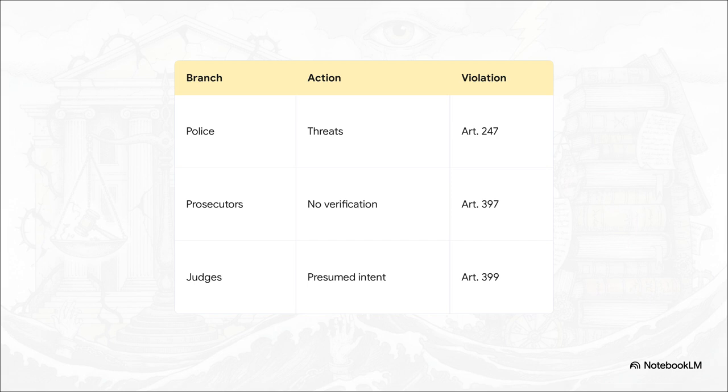Taking a case to trial while openly admitting they didn't verify the evidence strongly touches on abuse of power. And for the judges, well, knowingly convicting someone based on presumed intent rather than hard evidence could easily constitute unfair judgment or bending the law under Article 399.